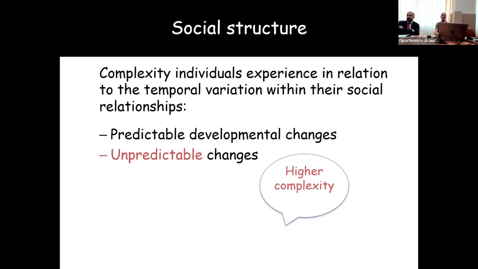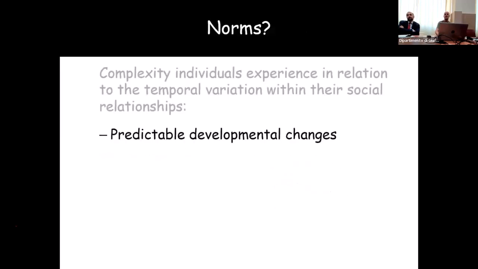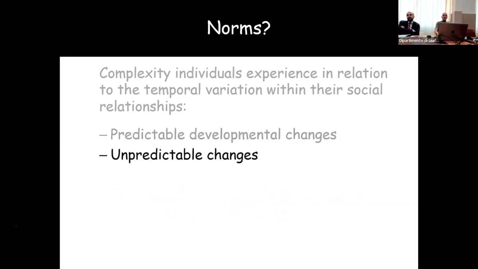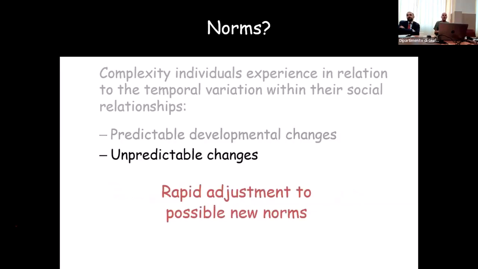And at the level of norms, I think these two changes are interesting, because from the predictable developmental changes, basically the young and immigrants need to adjust to the norms of the group, as we were mentioning early on. But maybe with the unpredictable changes, there should be a rapid adjustment to the possible new norms. Because now there is a variation of what was, and if what is going to change is the most dominant individuals in the group, possibly there needs to be some adjustment depending on how that would be placed. So there could be this short-term change that Kristen was mentioning.